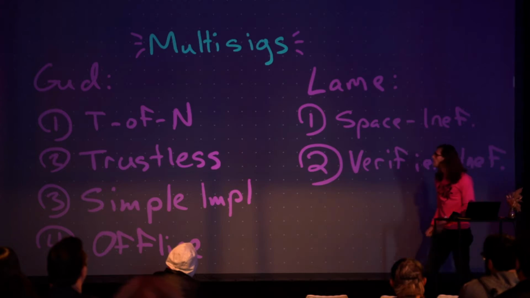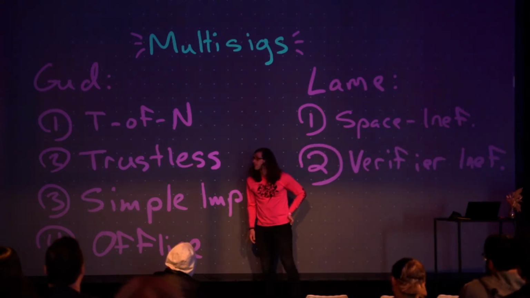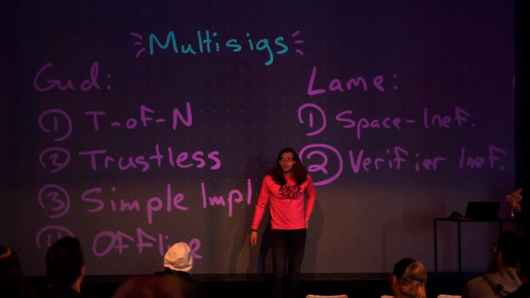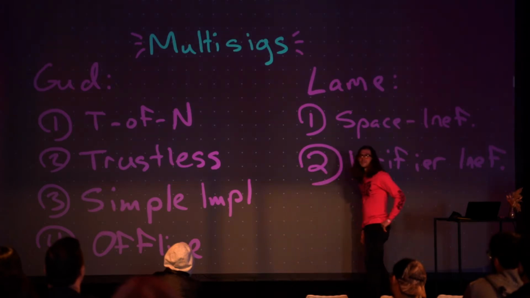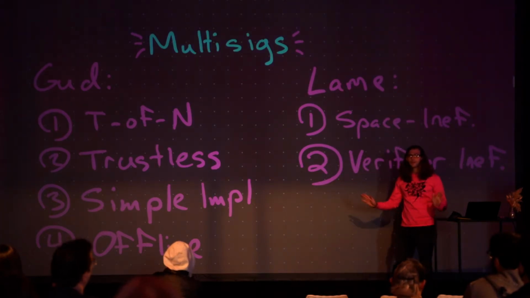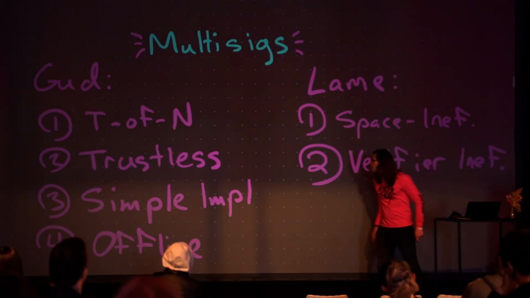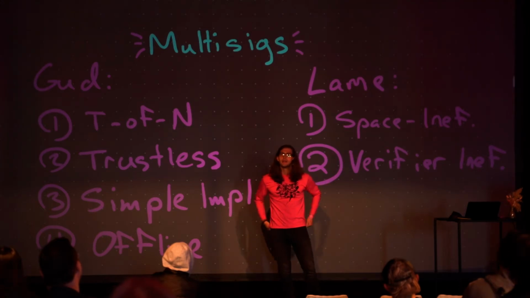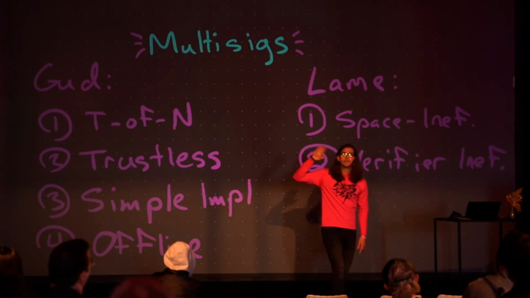So what are multi-signatures good for? If you're using a smart contract, you get this trustless property. You get the T of N property, which is neat because it lets you collaborate with your friends. You get a simple implementation. It's literally just store some signatures, and if you get enough signatures, go do the thing. And it's offline. That means that all parties can interact asynchronously with the trusted party. So Alice comes in and says, I would like to sign this today.